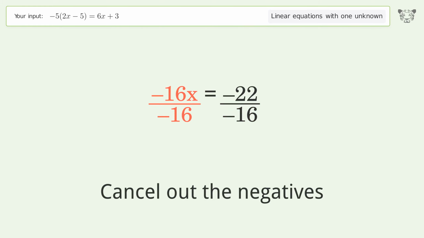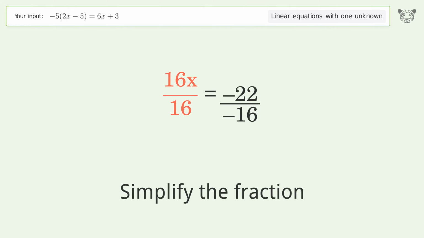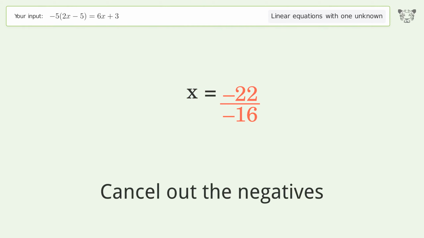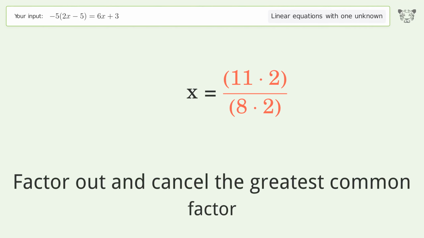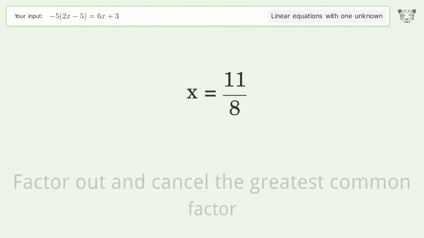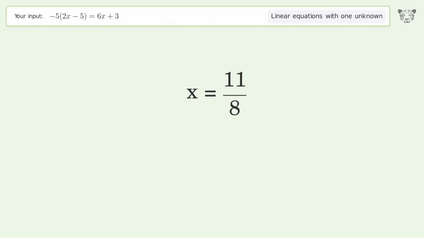Cancel out the negatives. Simplify the fraction. Cancel out the negatives. Find the greatest common factor of the numerator and denominator. Factor out and cancel the greatest common factor. And so the final result is x equals 11 over 8.